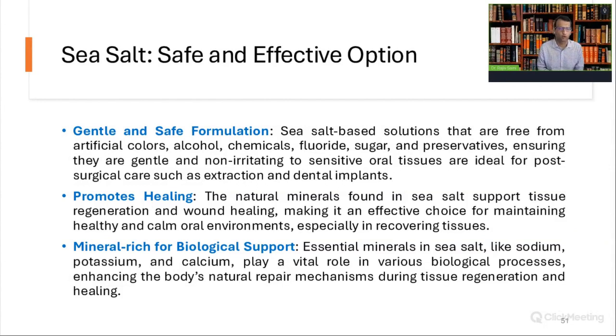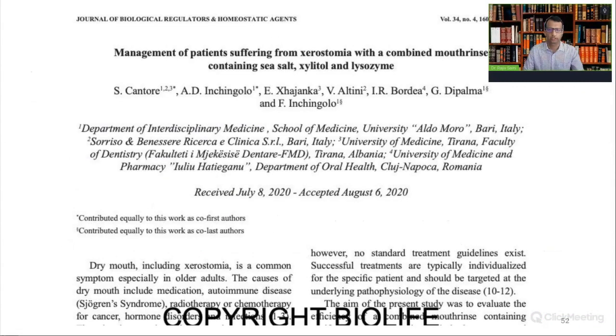It promotes healing. Why? Because there are natural salts and natural minerals in it. It's a mineral-rich biological support that you are providing. You are nourishing the healing cells with the right amount of minerals so that they proliferate and grow well. And also, it helps the good bacteria repopulate more in the oral cavity. There are studies that mention how they are able to maintain good xerostomia after using a sea salt based mouthwash.